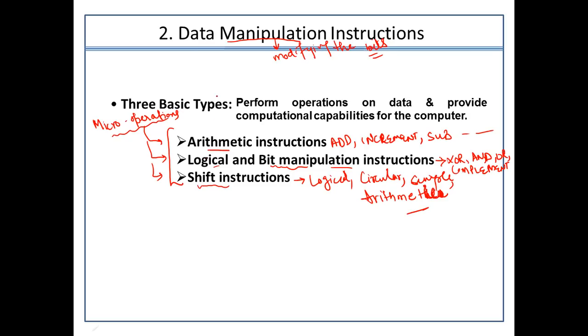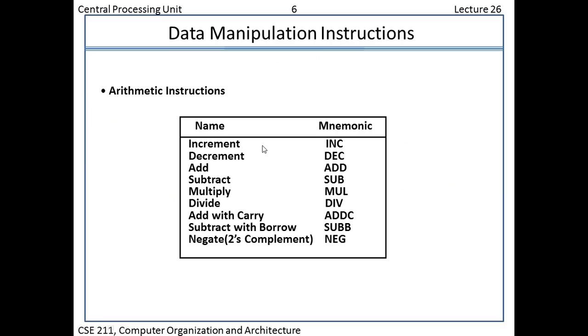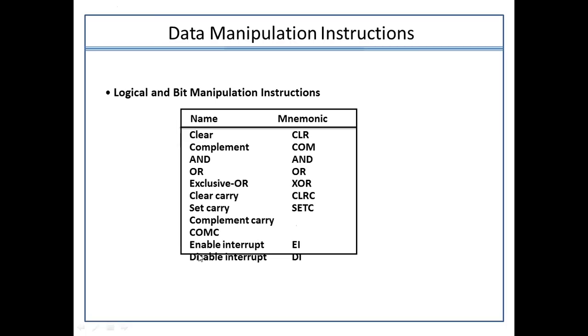My point is that whatever operation we are talking about, whether it is arithmetic, logical, or shift, what we are doing exactly is changing the data, manipulating the instructions, modifying the bits. That is why this entire category falls under the data manipulation instructions. As we have already discussed, these could be examples of arithmetic micro operations. Then these are the shift micro operations. You just need an understanding of these topics, that's it.